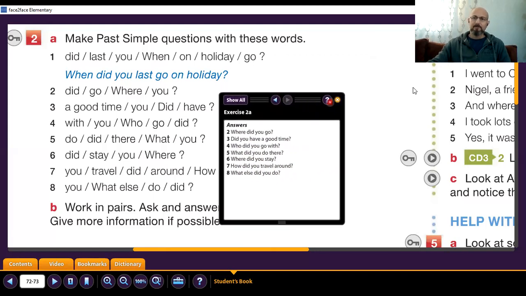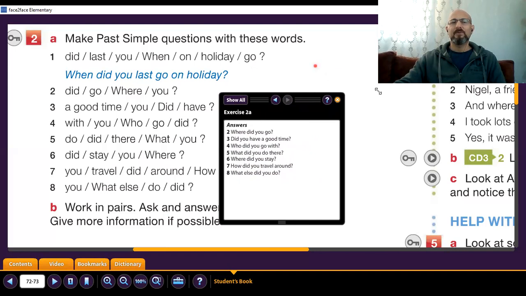Okay. So now I will tell you about my last holiday. You asked me, right? When did you last go on holiday? I went, and I'm using past simple verbs. I went to, because I live in Istanbul, but I went to a city called Mersin and Iskenderun. Okay. When did you last go on holiday? I went on holiday 3 years ago, before coronavirus. Where did you go? I went to Mersin and Iskenderun.